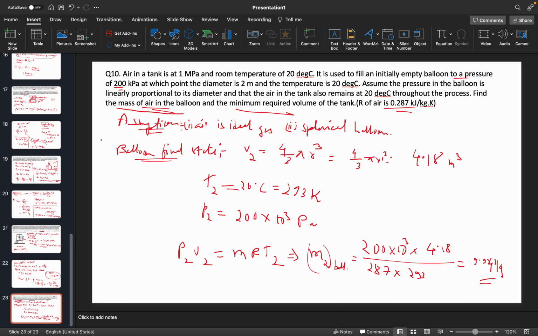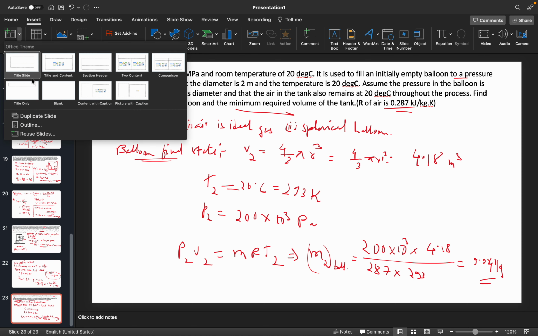Next we have to calculate the minimum required volume of the tank. What minimum volume of the tank should there be so that the balloon will reach this final state? That means you have to fill the balloon to a diameter of 2 meter at a pressure of 200 kilopascal. What minimum amount of air do you require inside your tank? That is your question.